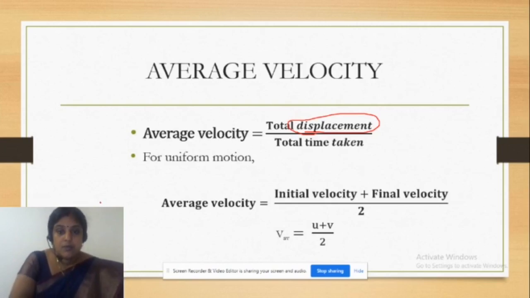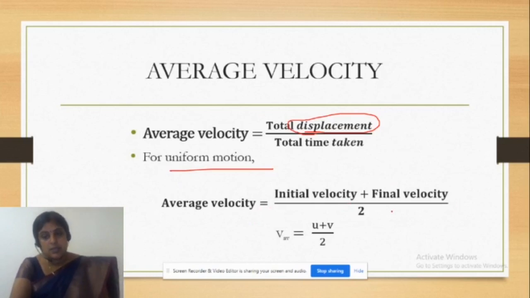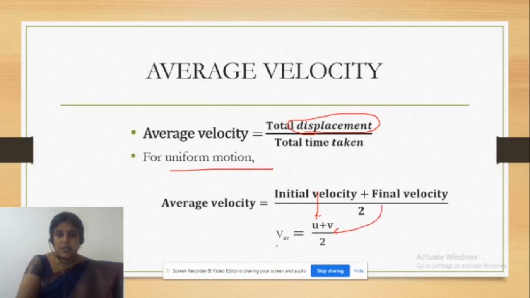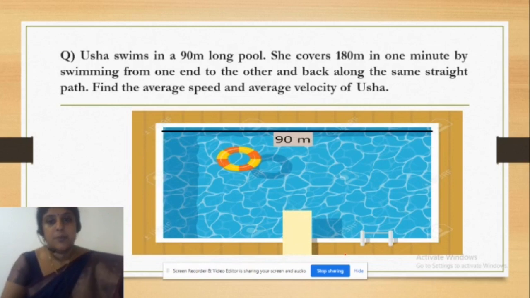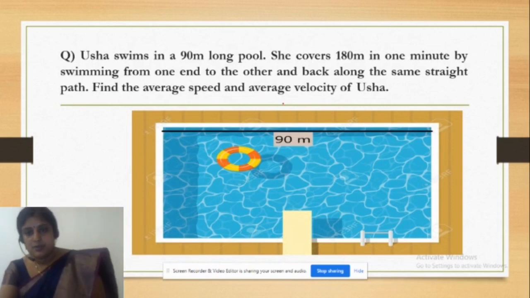For uniform motion, the equation to find average velocity is average velocity equal to initial velocity plus final velocity by 2. Suppose initial velocity is u and final velocity is v. We represent the equation as V_av, the average velocity, is equal to (u plus v) by 2. Is that clear, students? So let's solve a problem to find an average speed and average velocity.